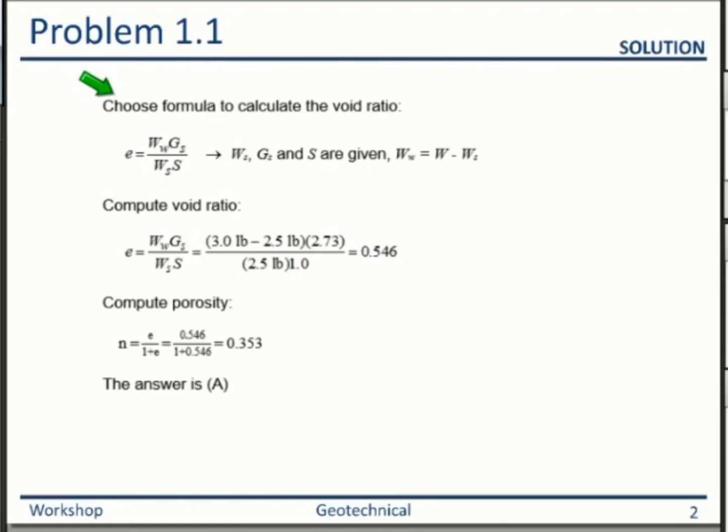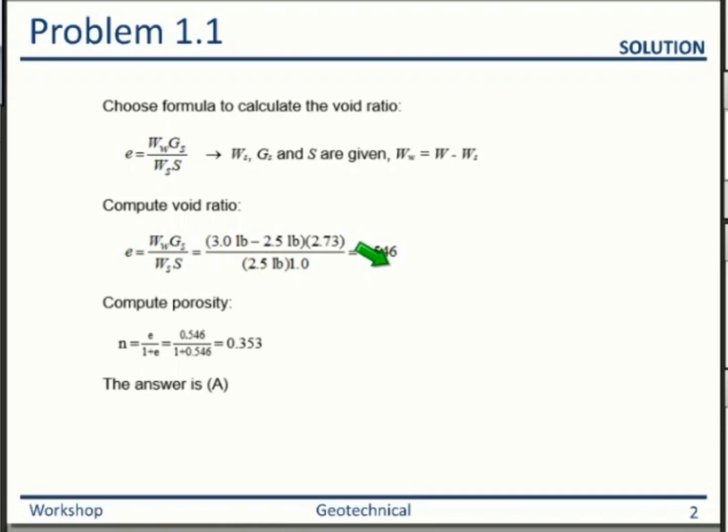So under these things, we could work out void ratio e as moisture content, which is weight of water divided by weight of soil solid, multiplied by specific gravity divided by degree of saturation, based upon Table 1. Go to Table 1, look at the void ratio equation, and you can calculate the void ratio as 0.546.